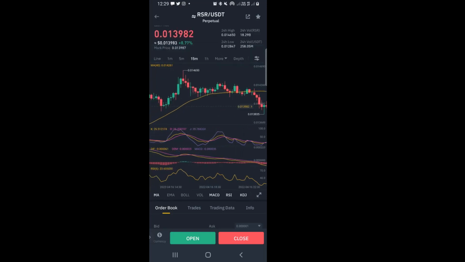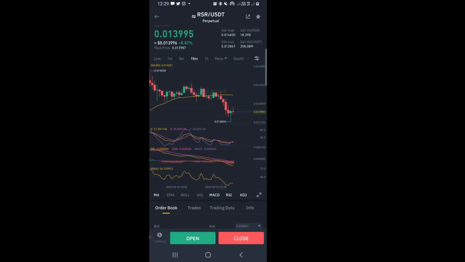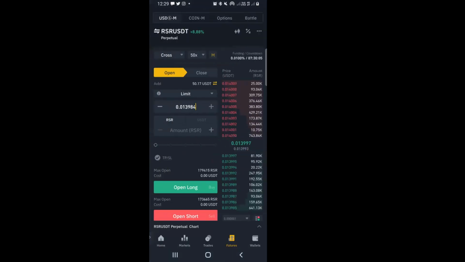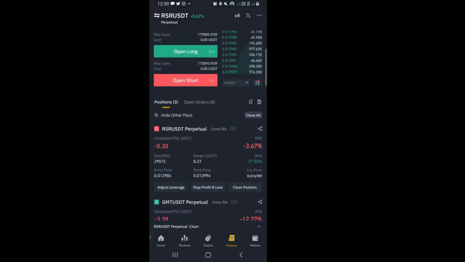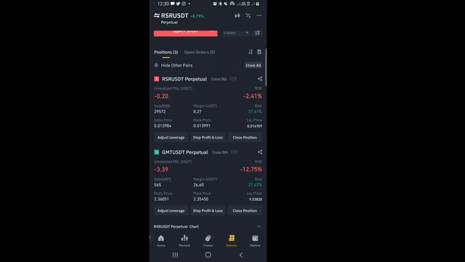Then my take profit, I don't always trade with my phone. I always like doing my analysis with my laptop because it gives me a clear picture. On my phone, it's always difficult to see a clear picture of the market. This entry here is just for the class. Please don't enter the market like this. You can see I'm losing. Don't enter the market like that.